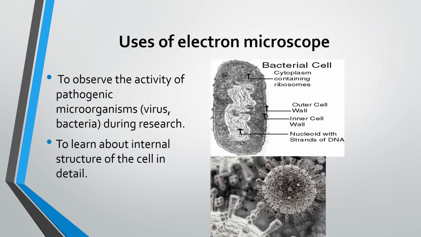So here in this diagram you are given a bacterial cell which is observed through an electron microscope. So here you can observe the interior organelles of the cell using the electron microscope. And also in genetic research, we use the electron microscope to observe what the genetic constituents of the cells are. So these are the uses of the electron microscope.